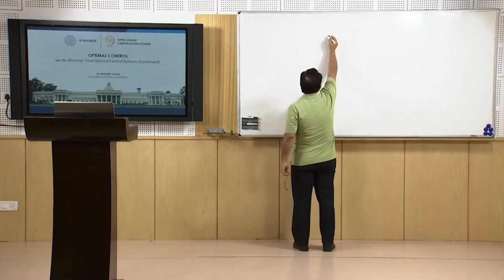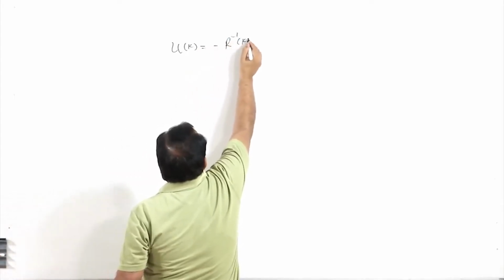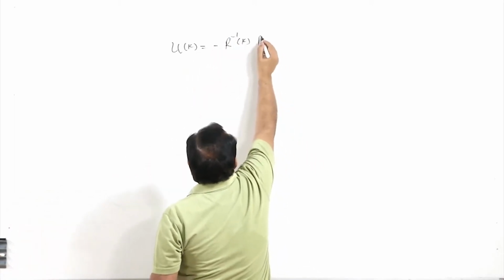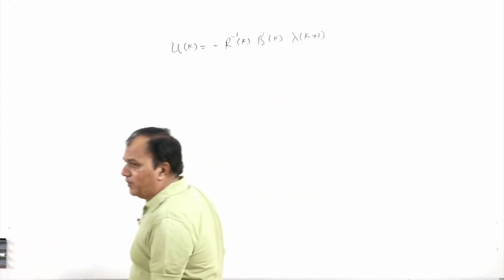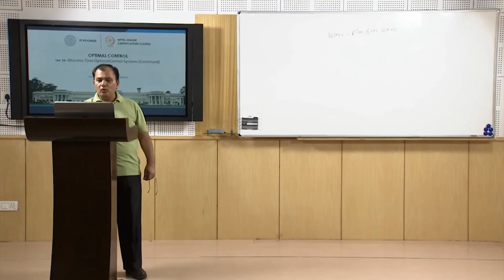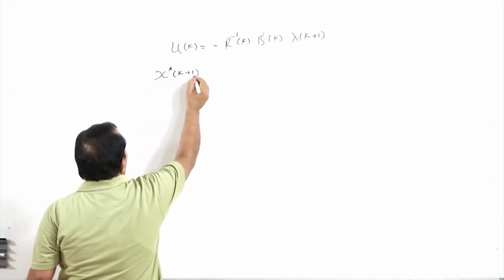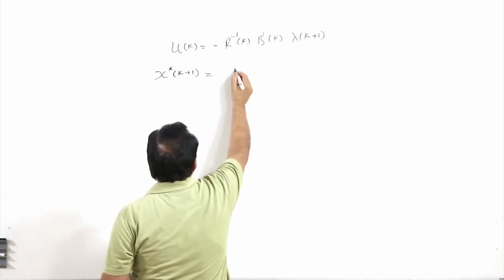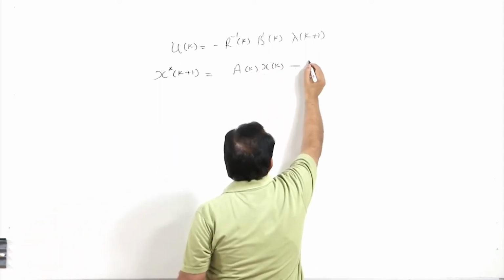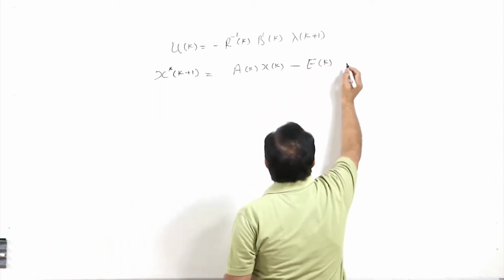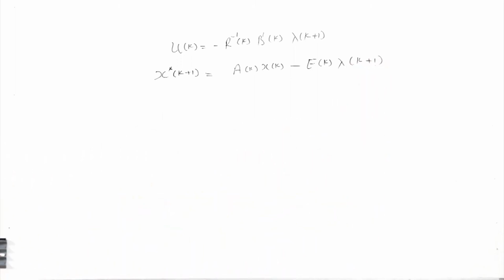So, we have taken u k as minus R inverse B prime k lambda k plus 1, this we have taken as the u, and we are writing x star k plus 1 as A k x k minus E k lambda k plus 1. This we are writing from my state equation.